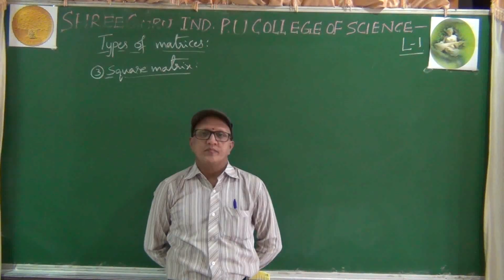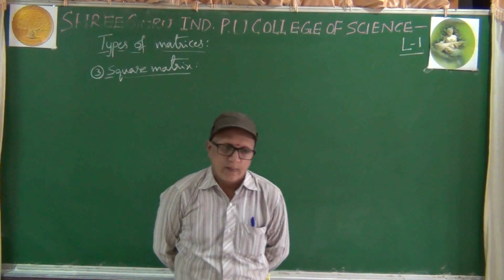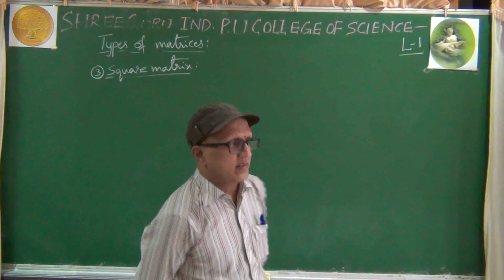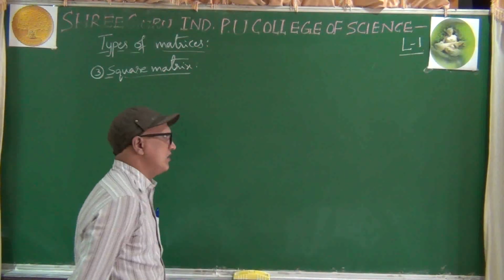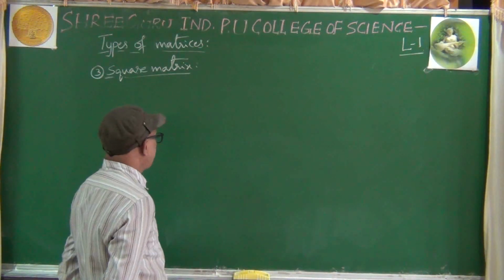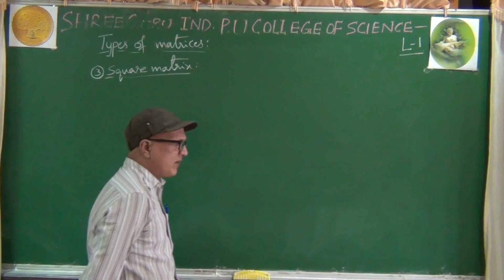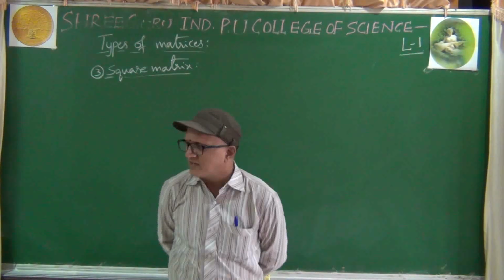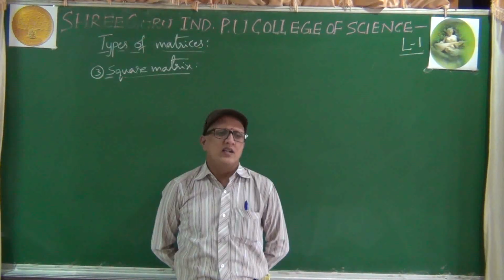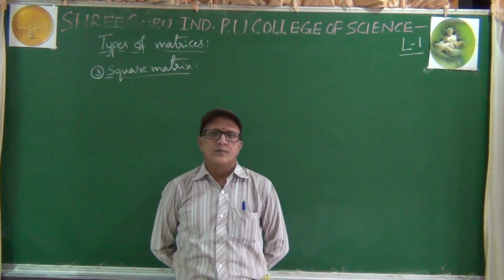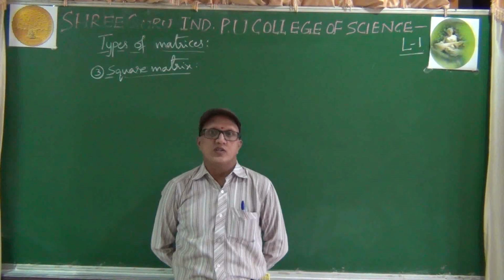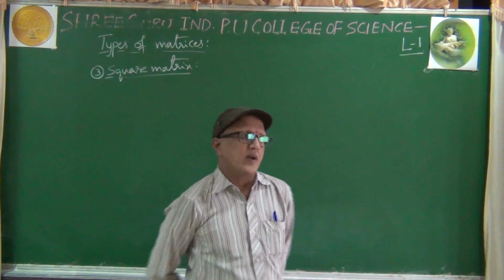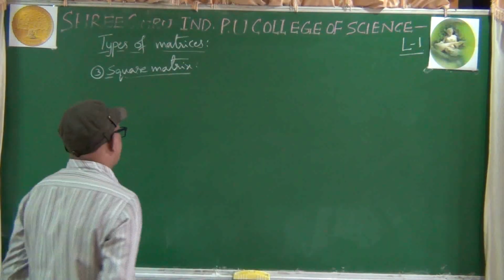2 by 2, 2 rows, 2 columns. 3 by 3, 3 rows, 3 columns. Such matrices are called square matrices. Sir, 4 by 4, yes, it is also a square matrix. But as per our theory syllabus, 3 by 3 matrix is enough. 4 by 4, 5 by 5, 6 by 6 such matrices are not there in the theory syllabus, right?